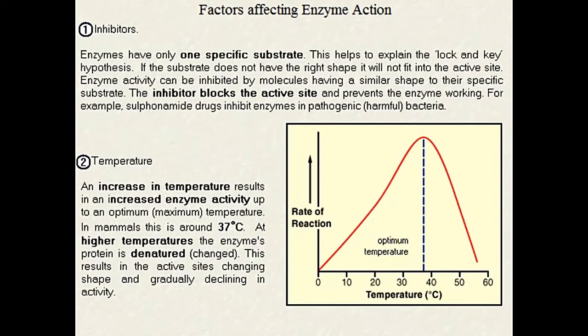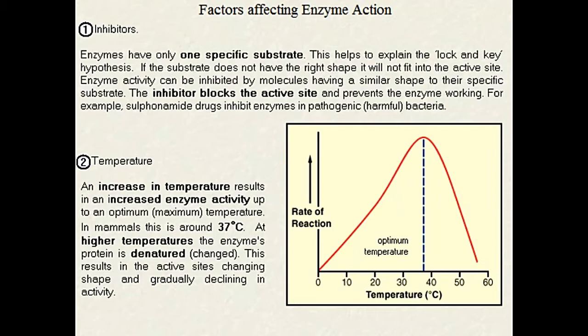Factors affecting enzyme action. 1. Inhibitors. Enzymes have only one specific substrate. This helps to explain the lock and key hypothesis. If the substrate does not have the right shape, it will not fit into the active site.